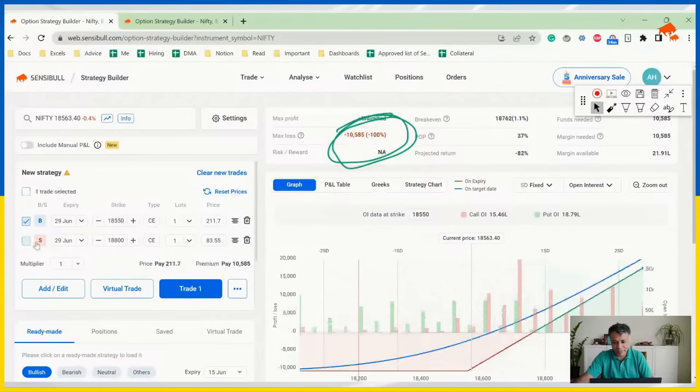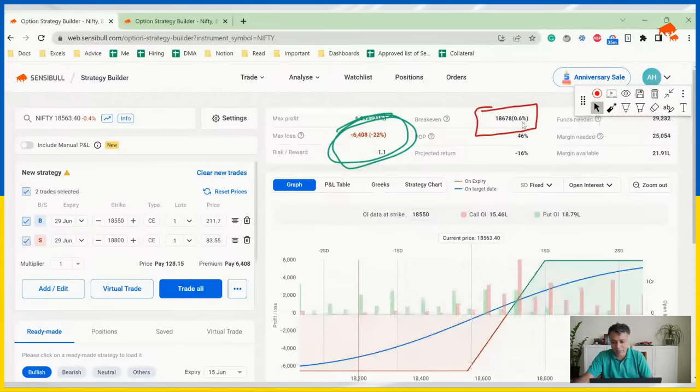The other thing is pay attention to the probability of profit. A naked call requires a 1% move to break even, whereas a call spread only needs a 0.6% move, half a percent move, to break even. So break even wise also this is better. Obviously probability of profit wise it's better, because 46% is spread, 37% is call, etc., right?